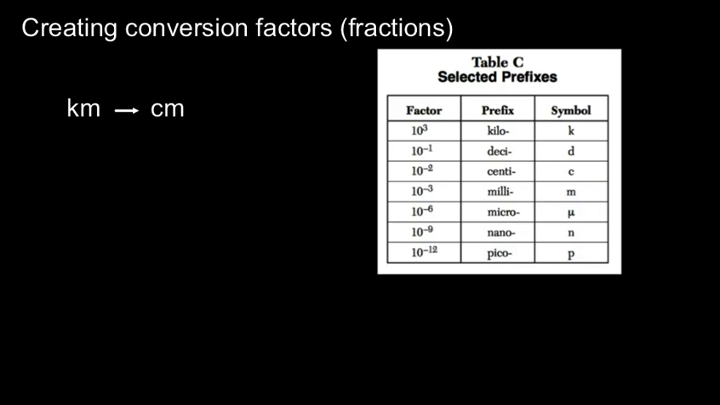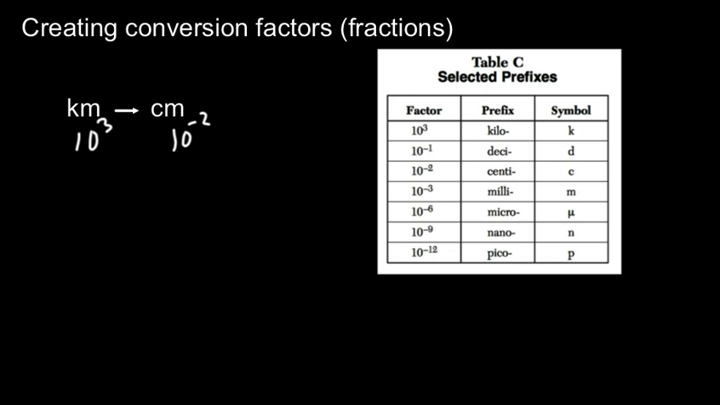So to use dimensional analysis, the first thing you'll want to get comfortable with is creating conversion factors or fractions from this Table C. So let's just say you have the unit of kilometers that you want to convert into centimeters. So what you will do is you look up on Table C, kilometer is a factor of 10 to the third. So I'm just going to jot that down. Centi, in the centimeters, is a factor of 10 to the negative 2.